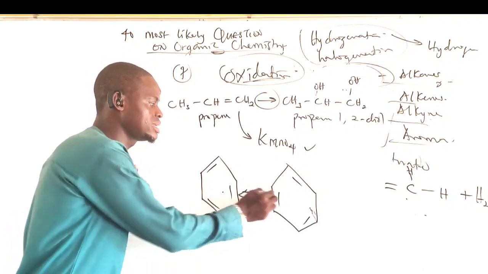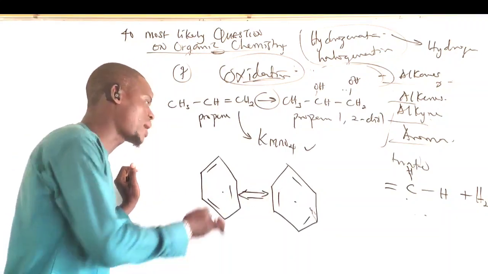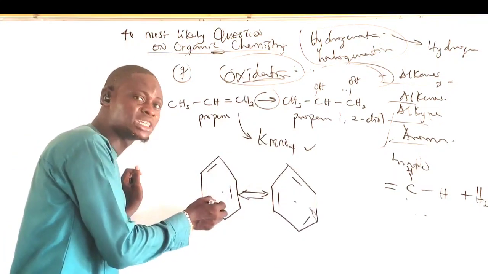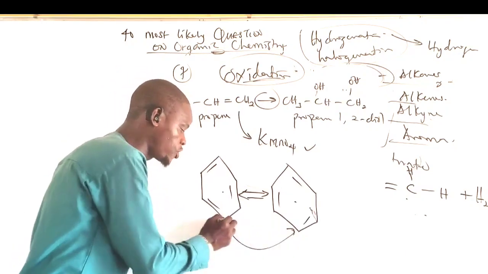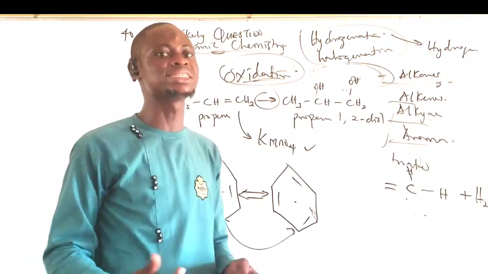This is still benzene and this is what? Benzene. So we can write benzene like this. The process whereby benzene can exist in different forms like this is called resonance. This is in dynamic equilibrium.